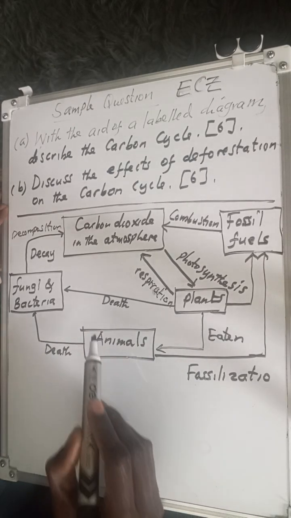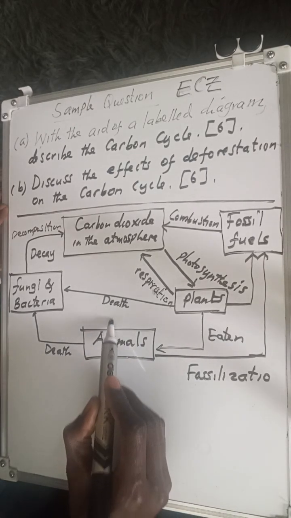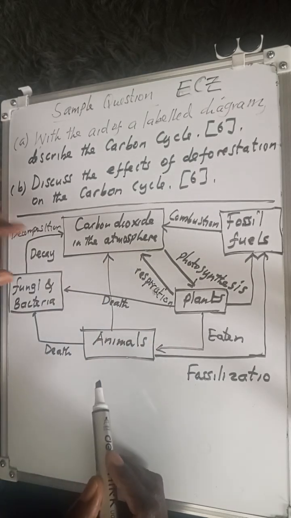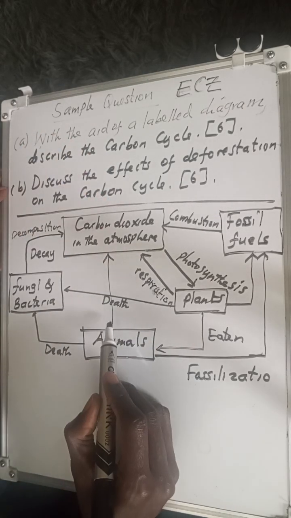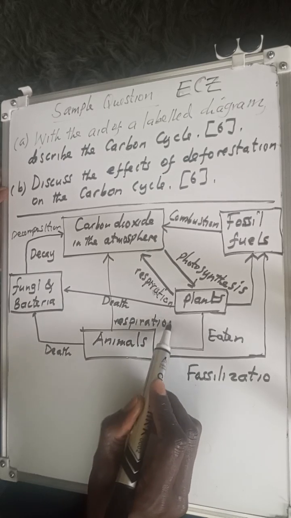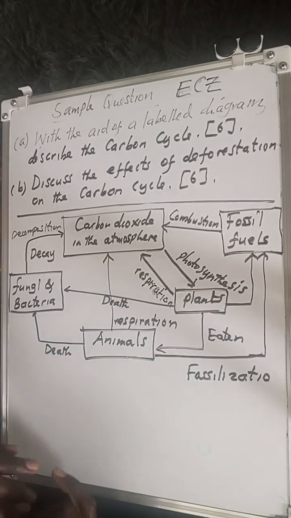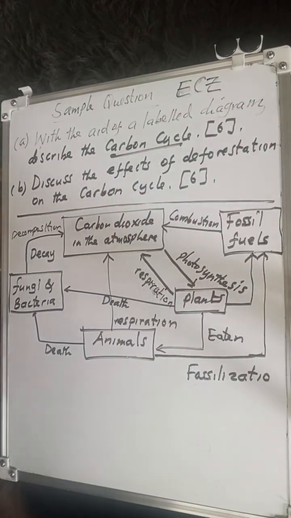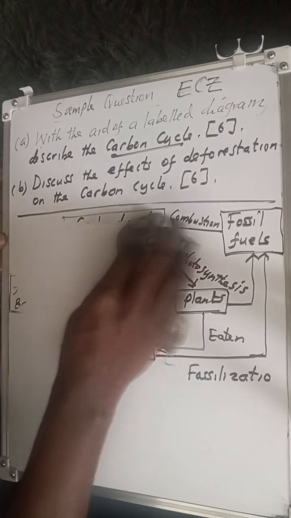We don't need to forget animals. We all carry out a process that helps to return carbon dioxide back into the atmosphere, which we simply call respiration. So this is a diagram that illustrates what we are calling the carbon cycle, and hence you can get your 6 marks. Let's look at the B part and see how you can go about answering it.